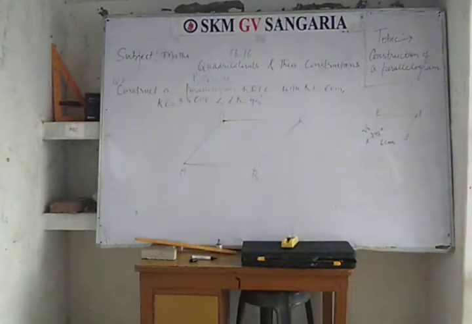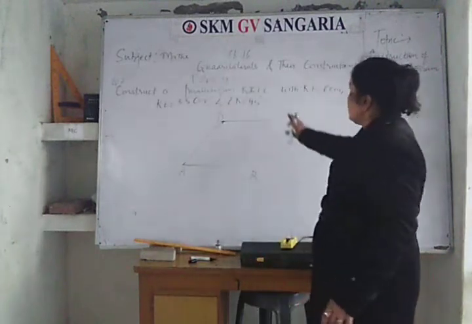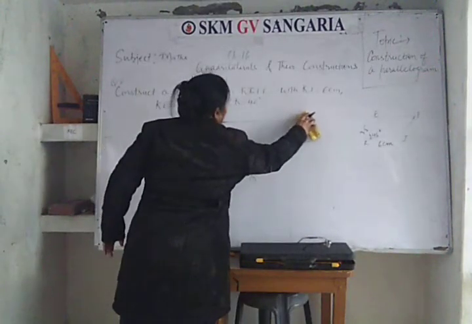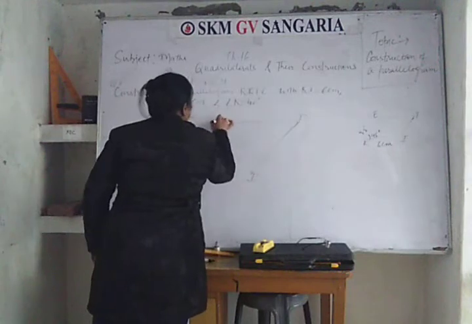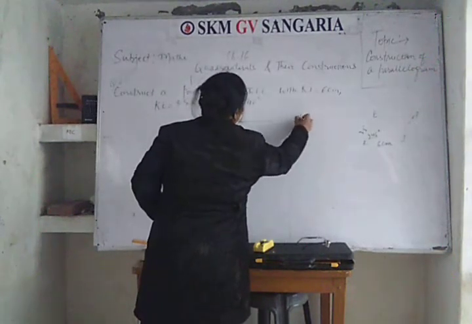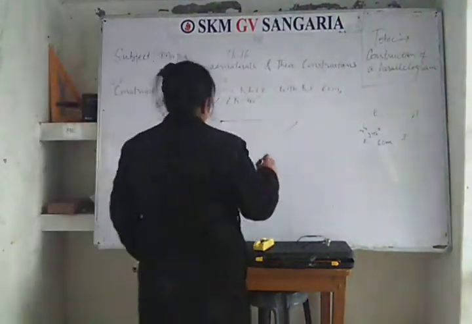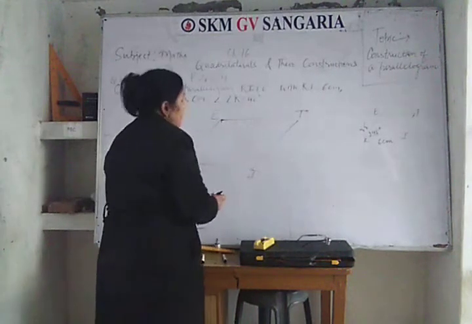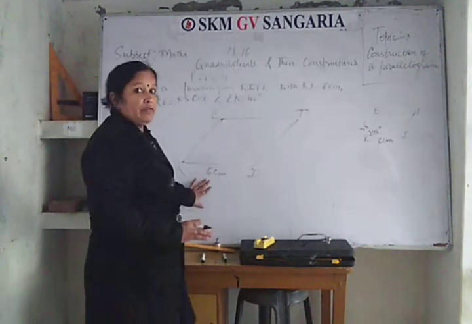You are given this question: construct a parallelogram KITE with KI equal to 6 centimeters. Suppose this is the rough sketch of the parallelogram K-I-T-E. K-I, this is T. This is a rough sketch. I will tell you how to draw.